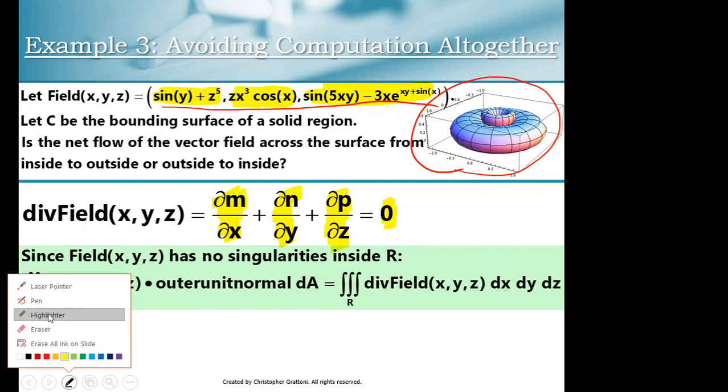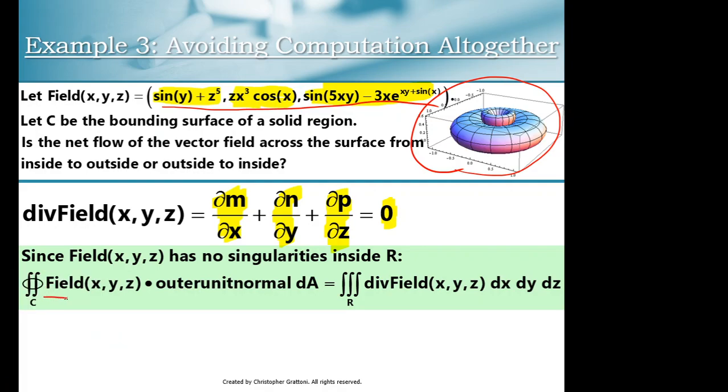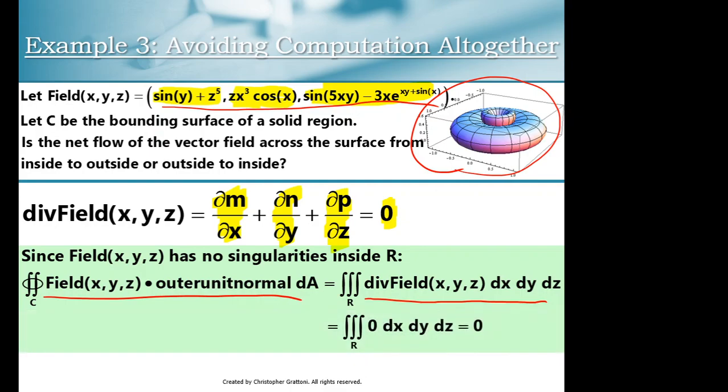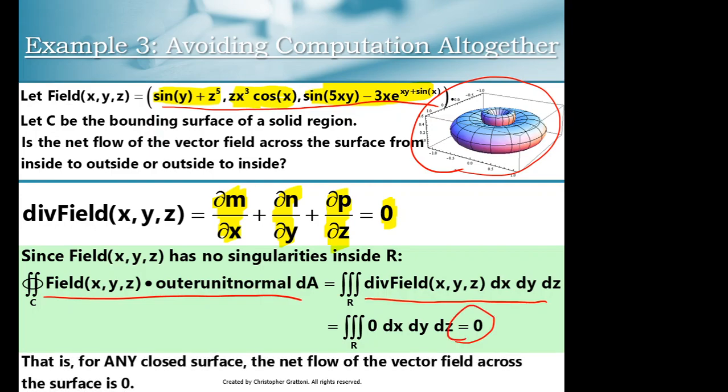But the rest of the shortcut is the same. Again, we invoke the divergence theorem. So we say that this surface integral is equal to the triple integral of the divergence here. We're allowed to do that because A, we have a closed surface, and B, we have no singularities on the interior. Actually, we have no singularities at all, but we have none on the interior of our surface. And so then we could throw in a 0 for the divergence of the vector field, and the triple integral of 0, of course, is always 0. So for any closed surface, the net flow of the vector field across that surface is 0.